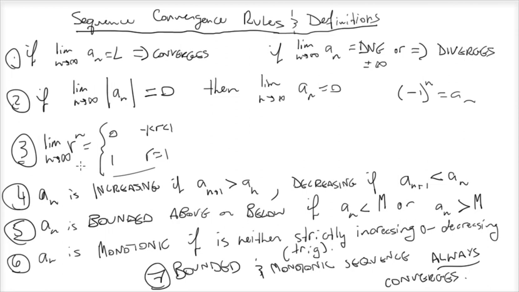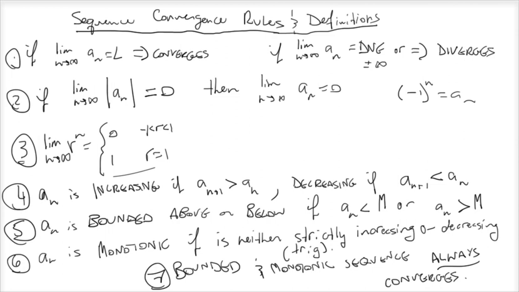Number 4, this is a definitional one. We call a sequence increasing if a_(n+1), the term in front of the term you're on, is greater than the term you're on. So if you have one term and the next one is always bigger, you call that sequence increasing. And decreasing, if for every term the next term is always smaller, you call that decreasing. That kind of makes sense.